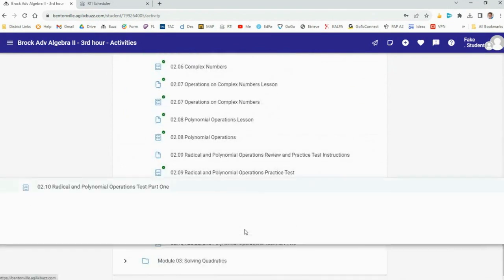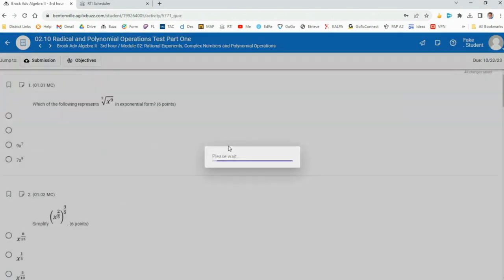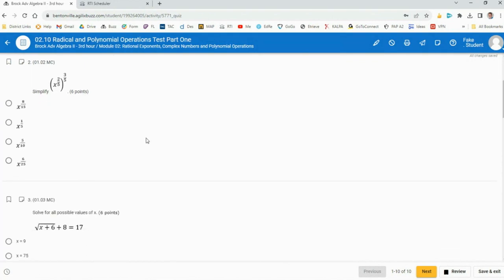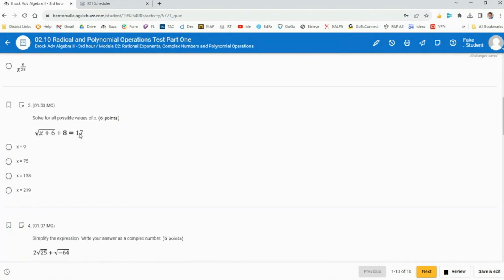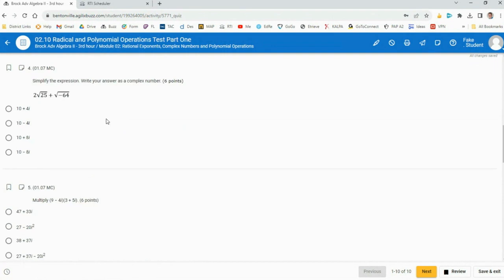Part 1 is, as usual, the multiple choice part. And we have writing a radical in exponential form. Always pay attention to what they want the answer in. They want it in exponential form, so they gave you all the exponential answers there. Simplify that, power to a power. Solve this for possible values of x. Of course, you're going to throw out extraneous solutions when you get those. Simplify that. Which one of these?